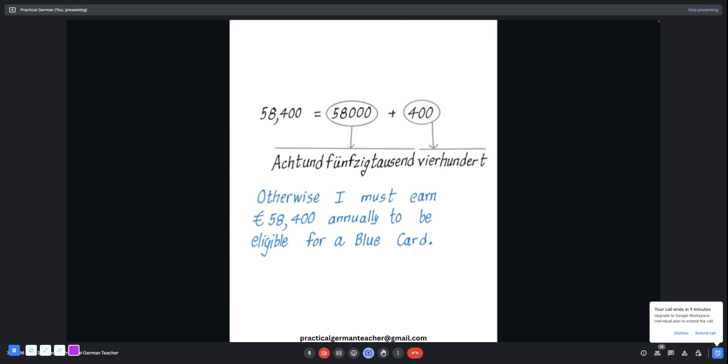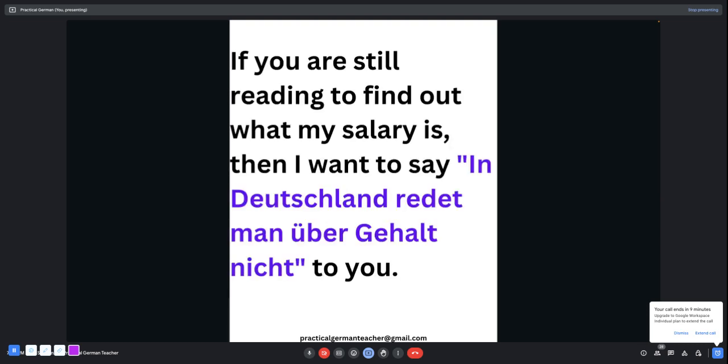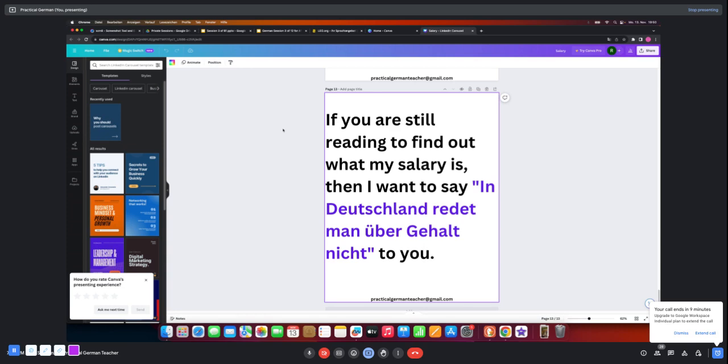Now about the salary, right? My salary. Let's go for it. 1, 2, 3. I hope you can read this. So if you're still reading to find out what my salary is, then can someone read this for me? In Deutschland redet man über Gehalt nicht. Correct. I hope you know what it means. So in German culture, we don't talk about it. People talk. If you are my friend, I'll tell you what my salary is, just to make you feel bad that your salary is less than mine, or maybe make you feel bad because you are earning way more than me, and I still have to pay for the food that we bought last Friday.